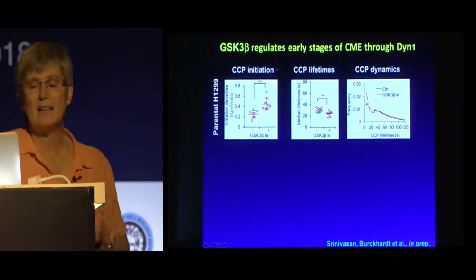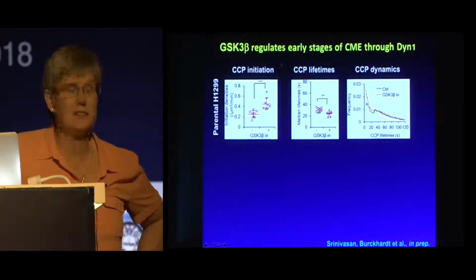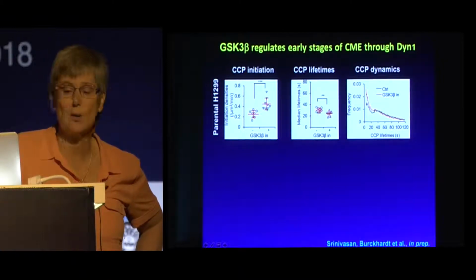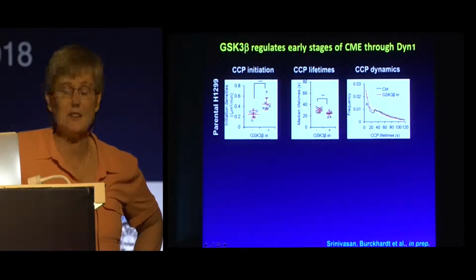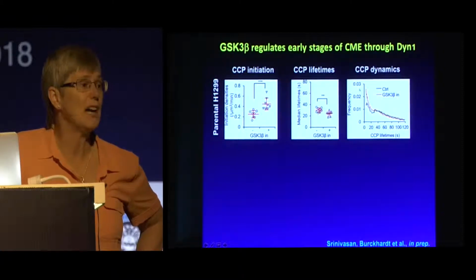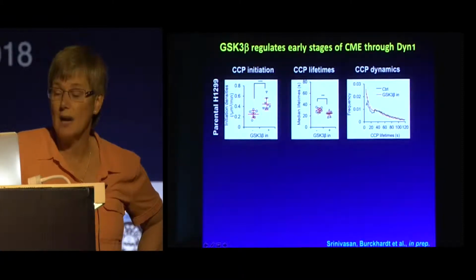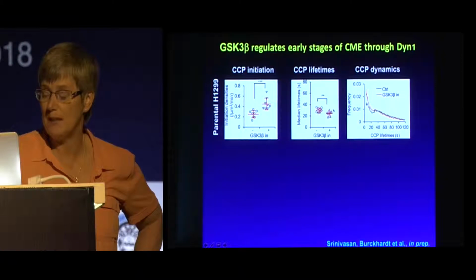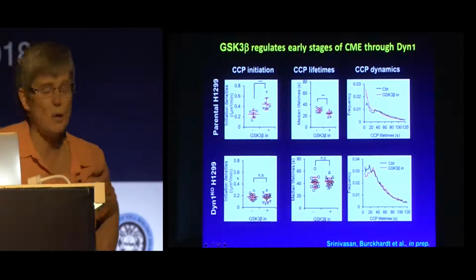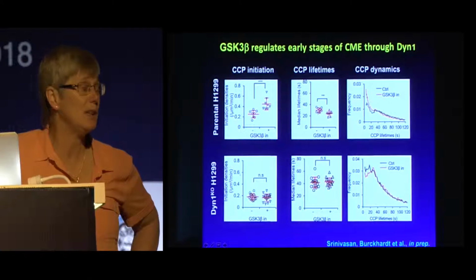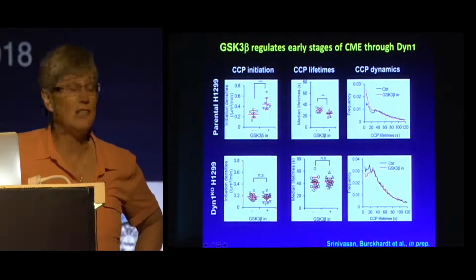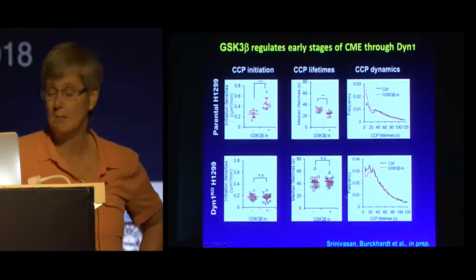So GSK3 beta inhibition in these non-small cell lung cancer cells, like in the normal RPE cells, further increases the rate of coated pit initiation, further decreases the lifetime of coated pits, and alters the lifetime distribution to create more quasi-exponential decay. And all of these effects of GSK3 beta inhibition are dependent on dynamin 1 expression. So if we knock out dynamin 1 in these lung cancer lines using CRISPR-Cas9, you see that all of these effects of GSK3 beta inhibition are abrogated.